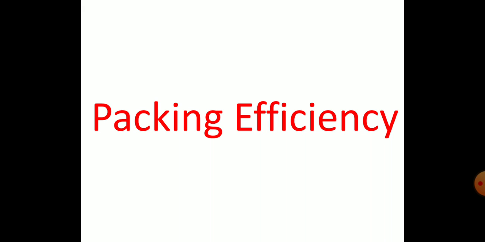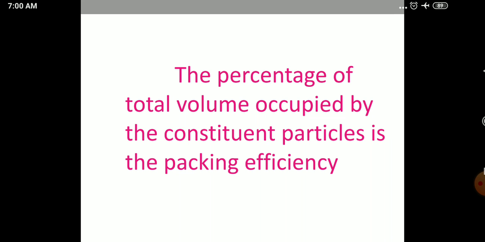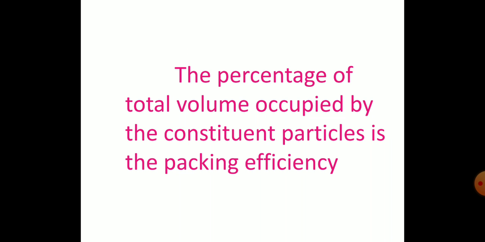Okay. Now let us see what is called packing efficiency. The definition is given here. The percentage of total volume occupied by the constituent particles is called the packing efficiency. Listen very carefully, students. For every cubic box there must be a particular volume. Out of that available volume, only a particular volume is occupied by the constituent particles, like atoms, molecules, or ions, that we know. So that percentage is called packing efficiency.